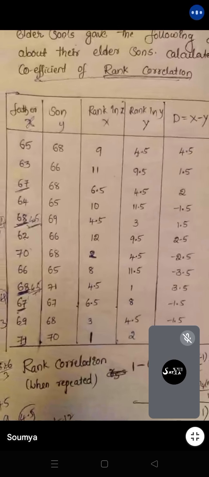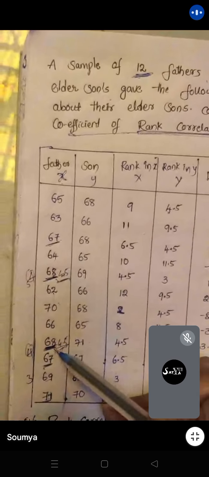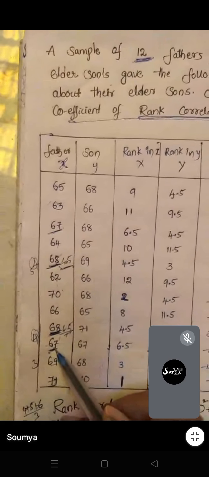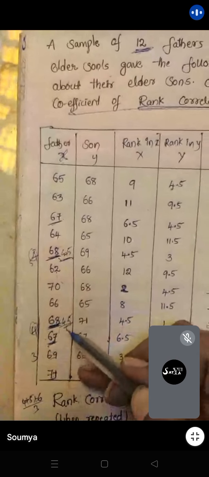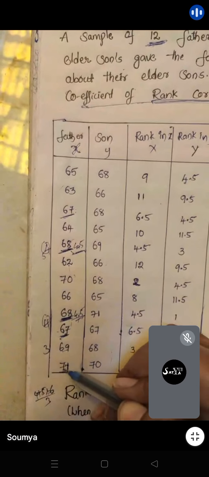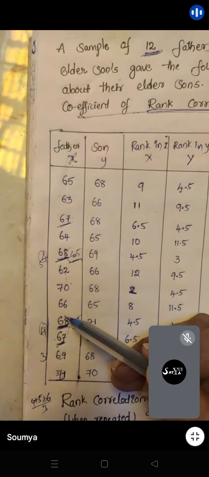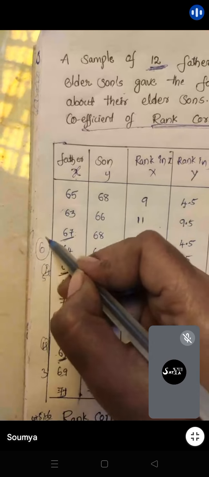Next, 67. Another 67 is there, right? We have given this as 4.5, 4.5. Suppose this is 5. Next rank 6, right?